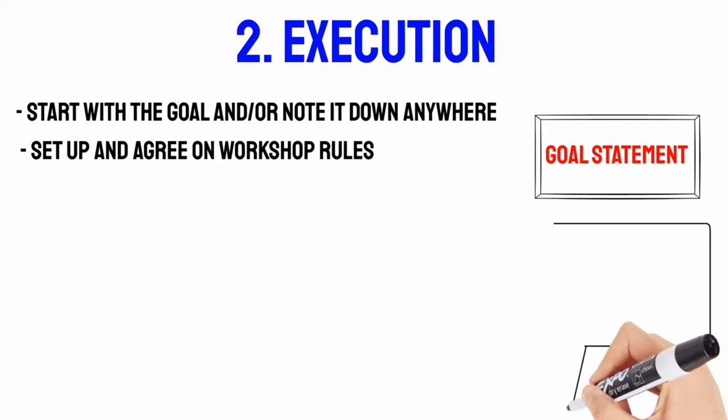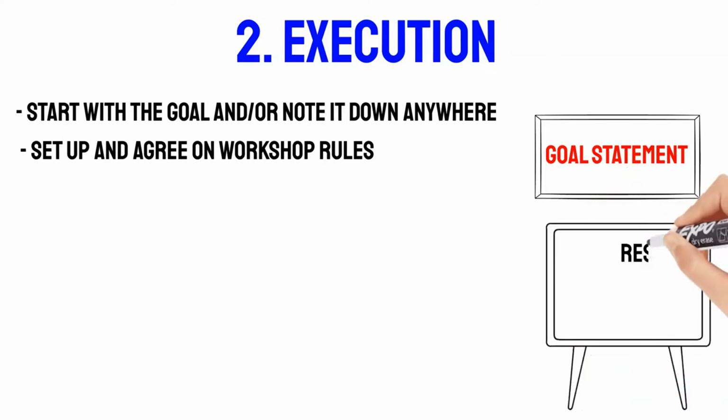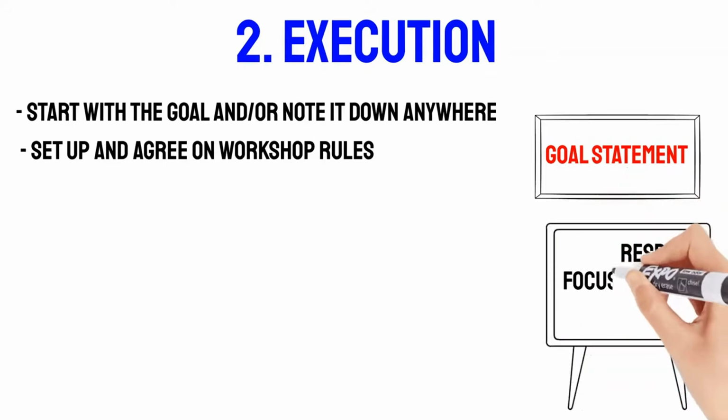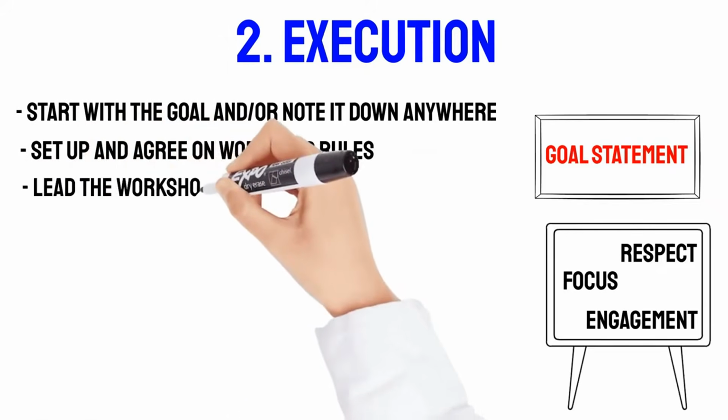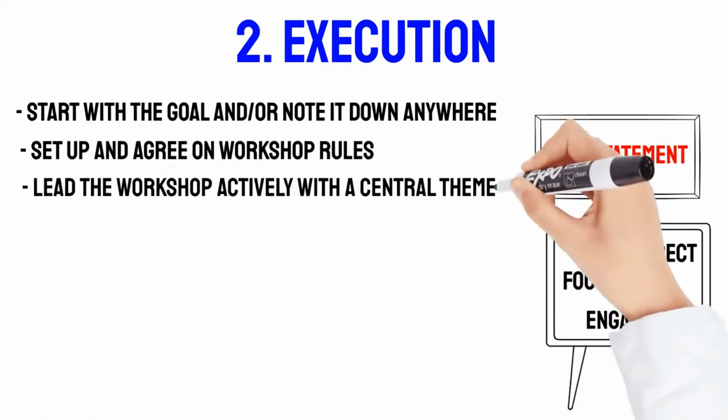I like to start my workshops with some ground rules to ensure efficiency and effectiveness of the workshop. For example, rules such as respect, focus, and engagement, meaning let people finish the sentences, be focused on the topic, so whenever there is off topic going on, that you as a moderator are allowed to interrupt, and engagement because this workshop lives off the engagement of every participant. After everyone has agreed on the workshop rules, you have an alignment on the rules. That's great. So now it's time for you to lead the workshop actively with a central theme.